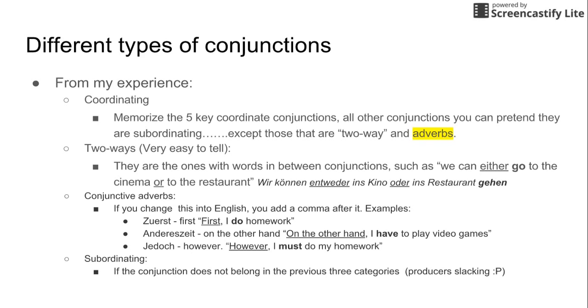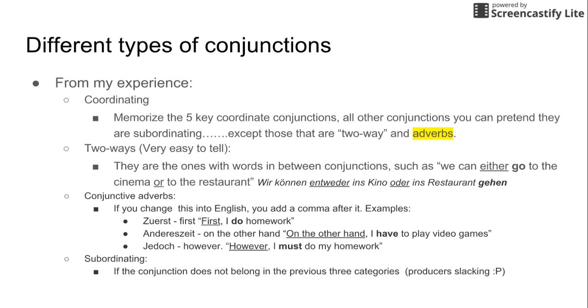Okay, so you eliminated the choice of two-way conjunctions and adverb conjunctions. So basically, for the next couple of seconds, all that's left to decide is between subordinating or coordinating. Now, usually, as I said, when I see a foreign conjunction, I assume it is not a coordinating conjunction, because usually coordinating conjunctions just consist of the 5 key ones, aber, und, denn, oder, and sondern, so it must be subordinating.